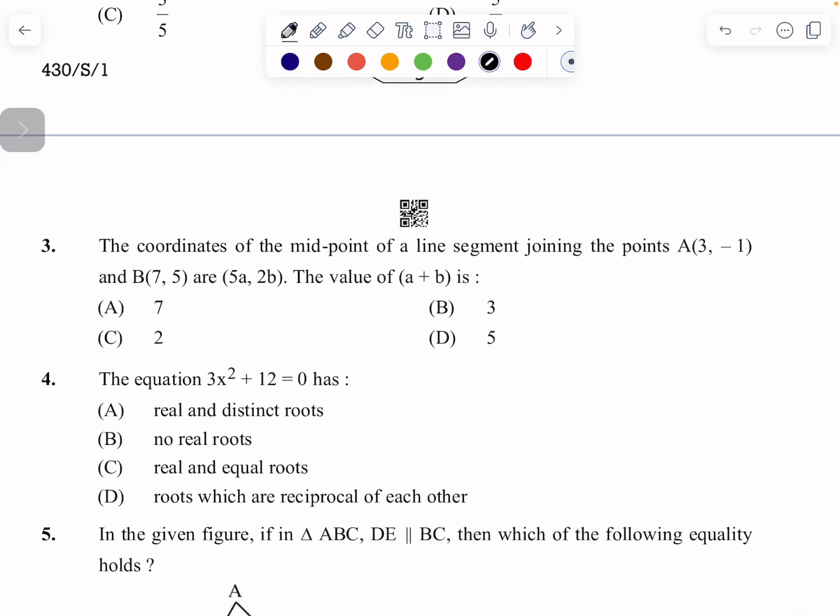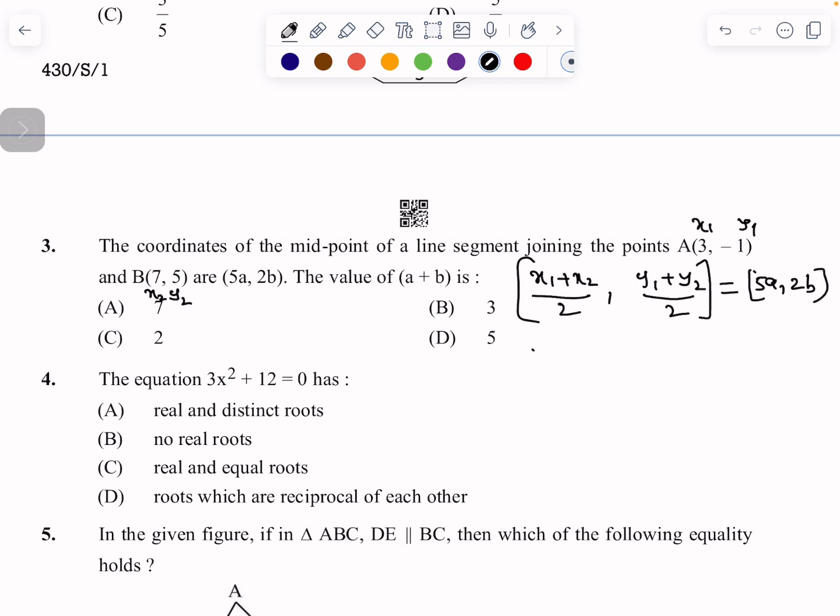The coordinates of the midpoint of the line segment joining the points A(3, minus 1) and B(7, 5) are (5a, 2b). So the value of a plus b is? Now we have to find the coordinates of the midpoint of a line segment joining the points (x1, y1) and (x2, y2). You just add: x1 plus x2 by 2, y1 plus y2 by 2, and make it equal to (5a, 2b).